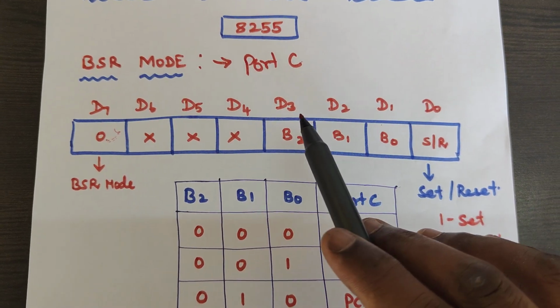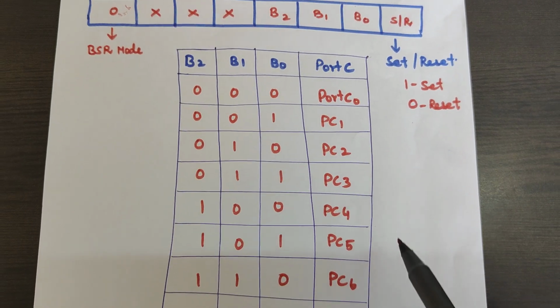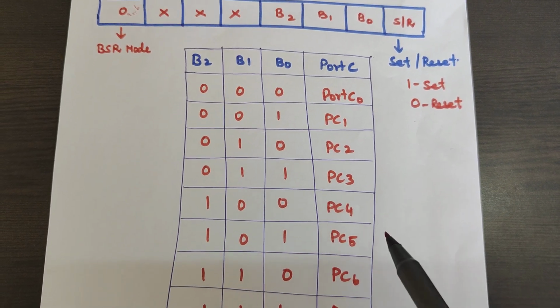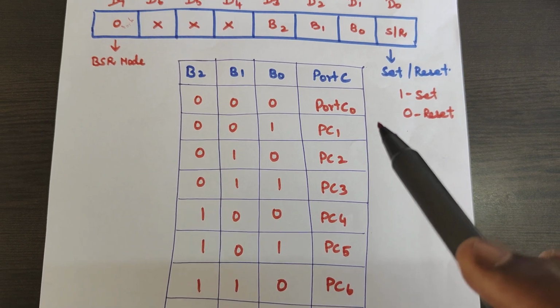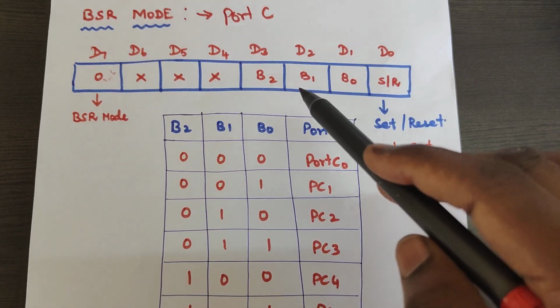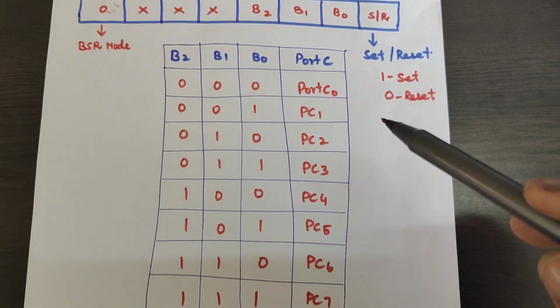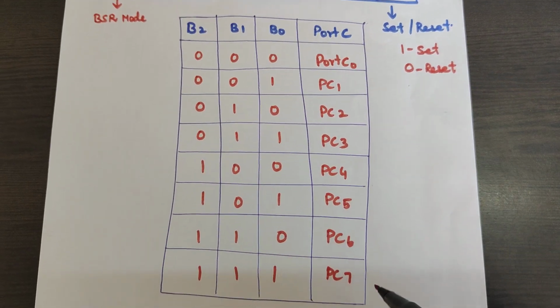And D1, D2, D3 form a 3-bit field, so we get 8 different combinations. These 8 different combinations tell you which port C bit is going to be set or reset. So once you find out which bit you have to set, you have to allocate those values in D1, D2 and D3. So these are the 8 different combinations.